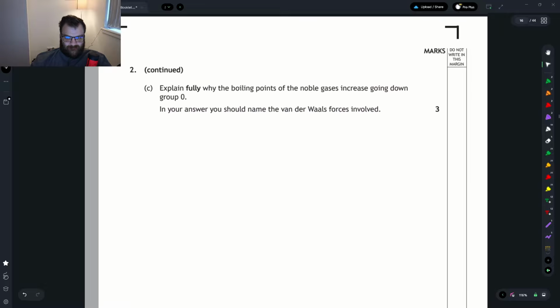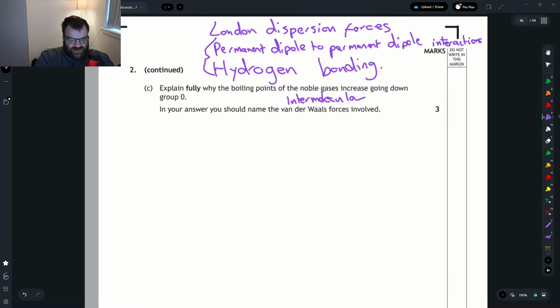Next one, we're talking about boiling points of noble gases and the van der Waals forces. There are 3 van der Waals forces that we need to know about. There's London dispersion forces, permanent dipole to permanent dipole interactions, and hydrogen bonding. The second 2 only happen in polar molecules, which need a difference in electronegativity. They are not found in elements, so it's only LDFs that they will have.